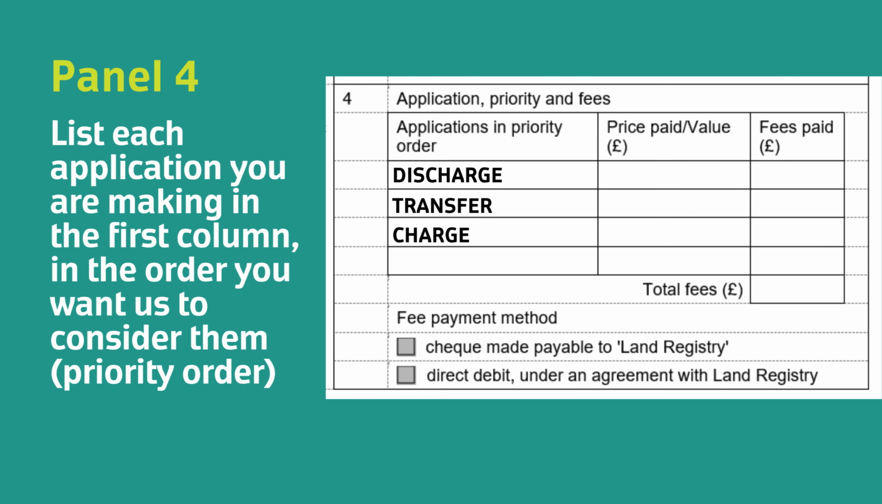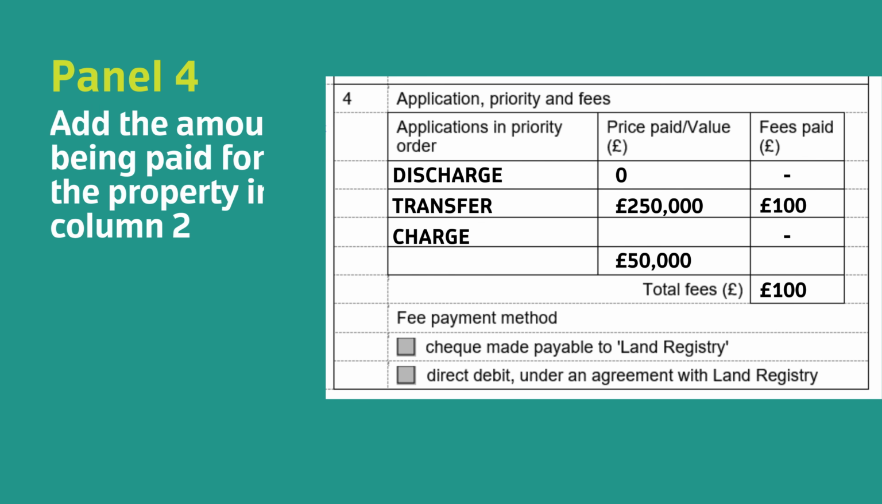Panel 4 is where you list the applications you are sending us. In the first column, list each application type separately, using one line for each application. For example, discharge, transfer, charge. You need to enter the application types in priority order, which means the order you want us to consider them.